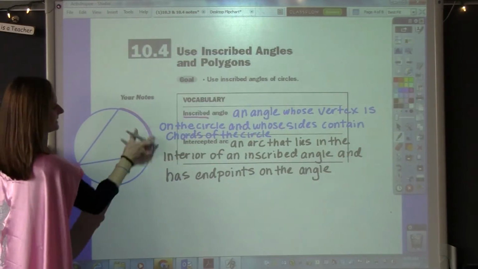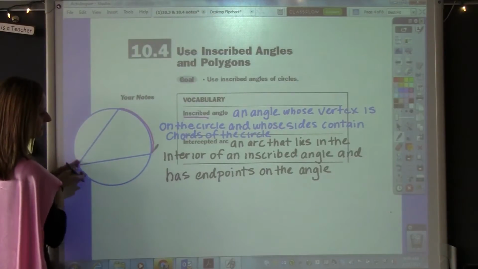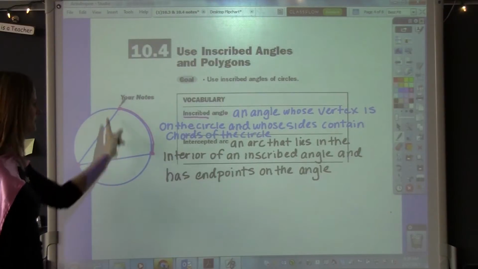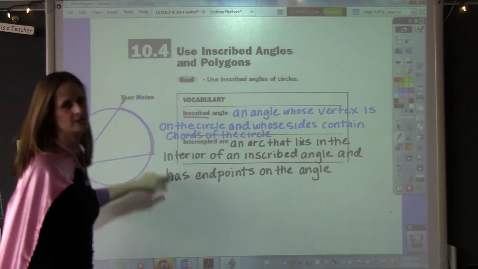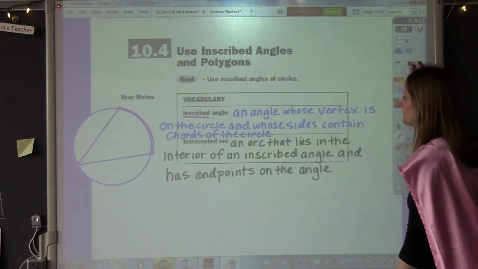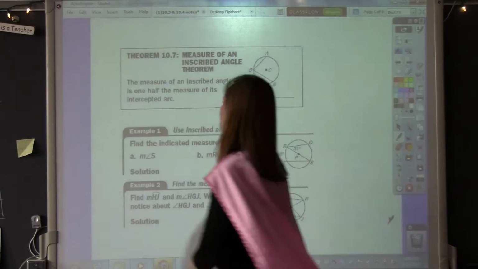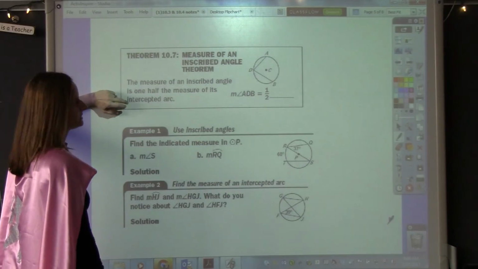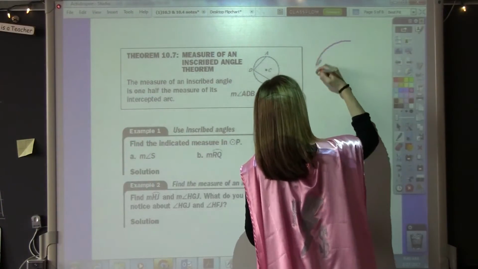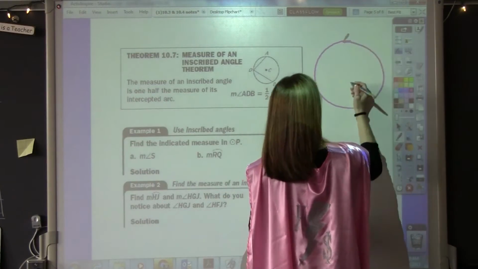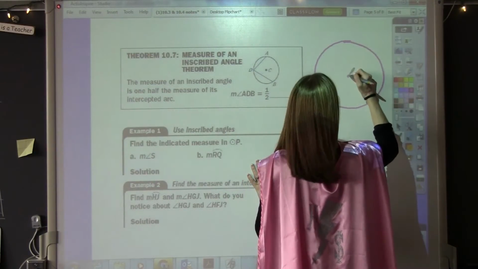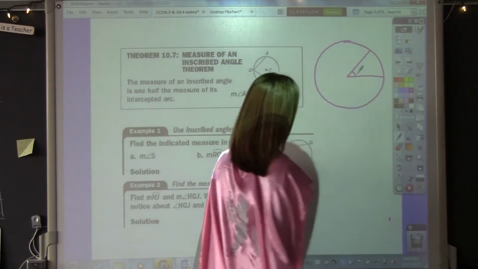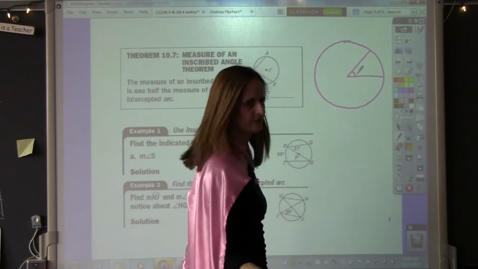Okay? It's an arc that lies in the interior of the inscribed angle and has endpoints on the angle, right here and here. So that's this inscribed angle's intercepted arc. All right, so the measure of an inscribed angle is 1/2 the measure of its intercepted arc. So before, we had, oh my gosh, that circle is pretty close to perfect. Thanks a lot. What does the measure of this angle look like about to you? 45. Did you say 45?